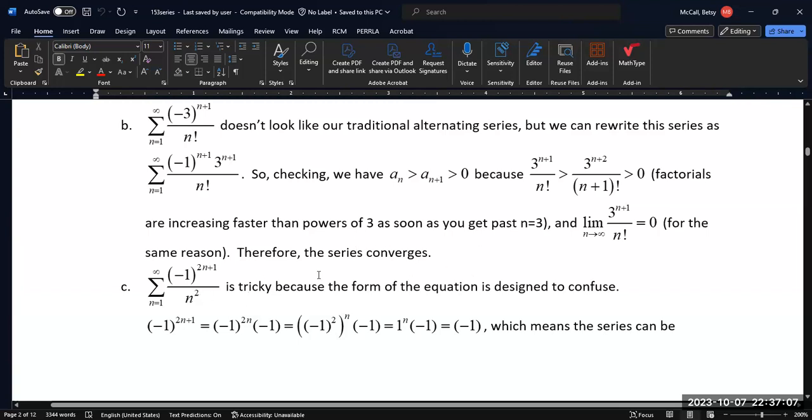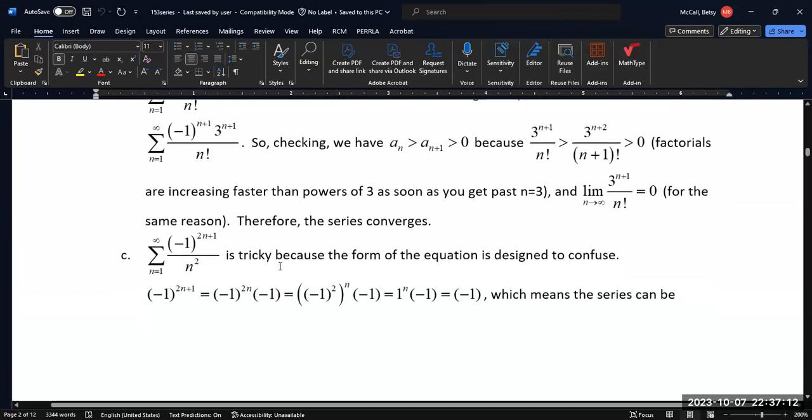Now, in some cases, we do have to be a little bit careful. When you have -1 to the 2n or 2n plus 1, this 2 is actually going to square the -1. And so it's actually going to be 1 in this case all the time. And so this is not an alternating series. This is an example that sometimes they throw into the textbook to see if you're paying attention.